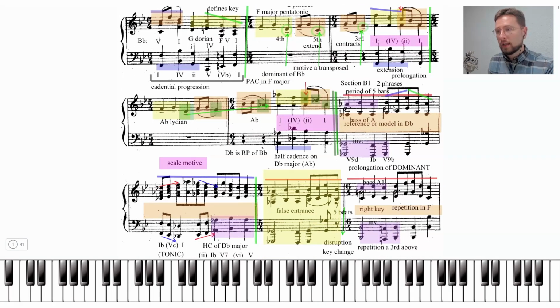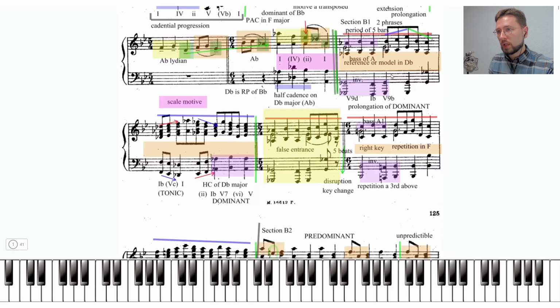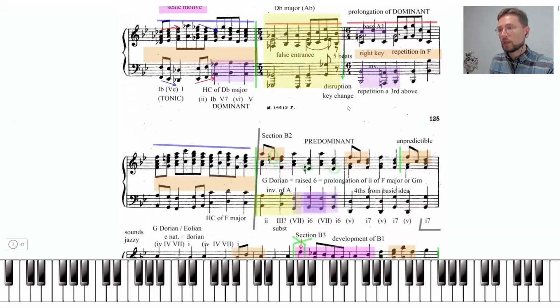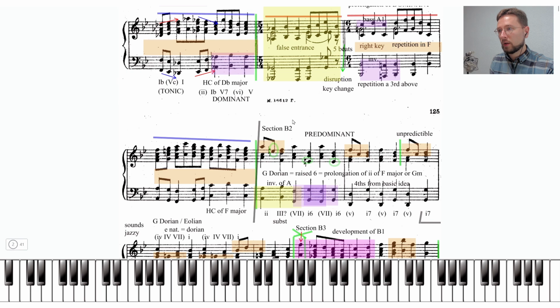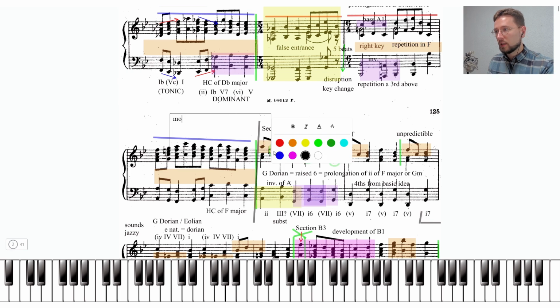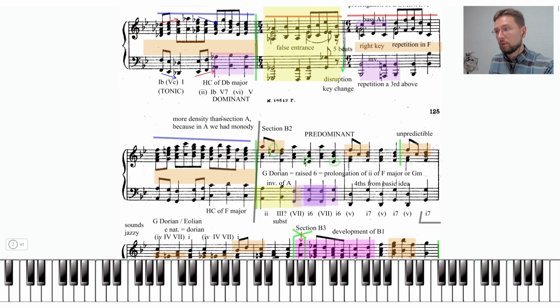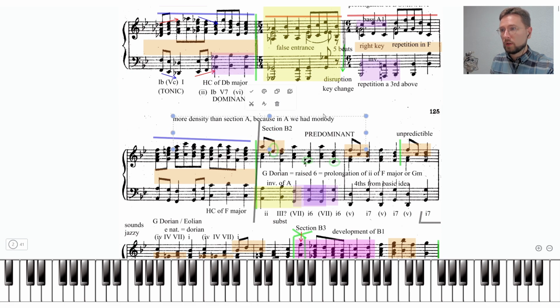way. And when we're moving already into section B, we have always, all the time, chords. So it's very dense. We have much more density than section A, because in section A, we had monody, and now there is no monody, always polyphony, always this tutti feel, always forte.